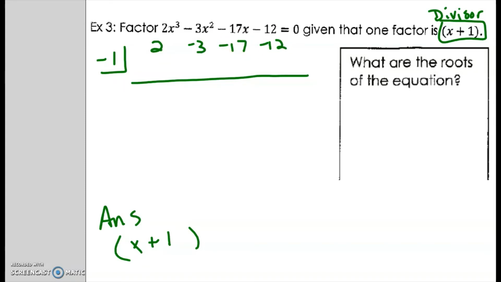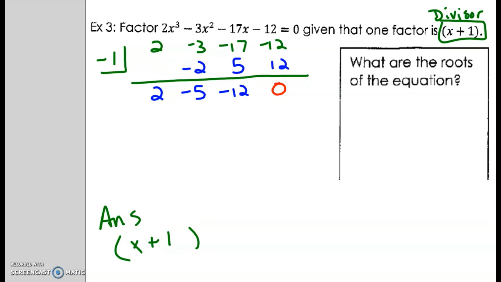In synthetic division, we'll bring down the 2. -1 times 2 is -2. It gives us -5. -1 times -5 is +5. Gives us -12. Negative 1 times negative 12 is positive 12, giving us our remainder of 0. So, yay, that worked. Okay, that was the goal.